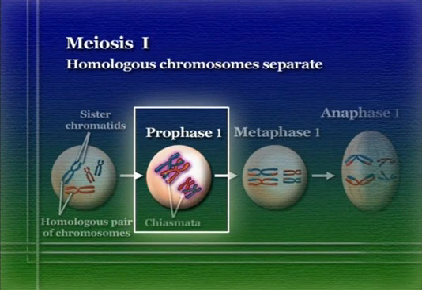Interestingly, during this association, which we call synapsis, of meiosis 1 in the first prophase, the sister chromatids of two homologs may actually sort of cross over each other. They make physical molecular connections. We call these connections chiasma, or chiasmata for plural, and they're literally places where the DNA of the sister chromatids of two homologs will become connected.